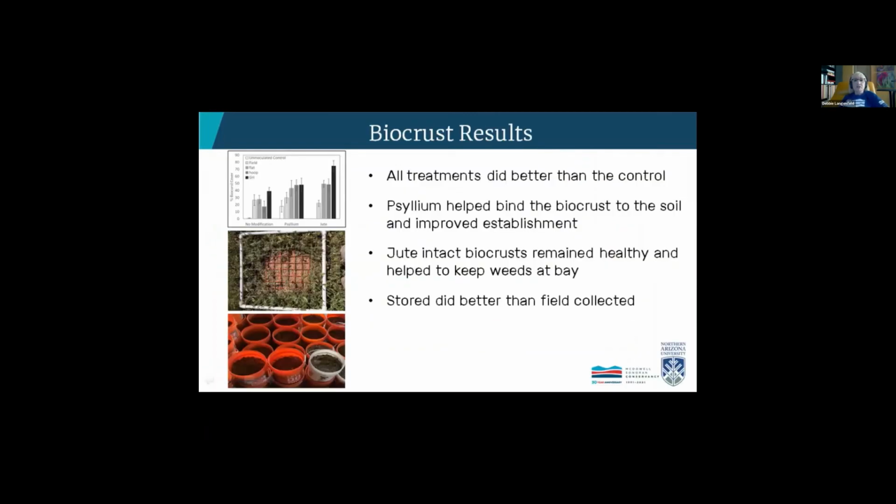So let's take a look at some of the results. As you can see from the graph, all treatments have good field establishment and did better than the control. Psyllium worked well to help the crust bind to the soil. The crust grown on the jute prevented non-native plants, such as red brome, from growing. And we found that we are able to store the crust for later use without degradation, which is good because we have 50 plus 5-gallon buckets of them and several projects that would like to use it. We're proud that this was the first successful reintroduction of mature Biocrust in the Sonoran Desert.